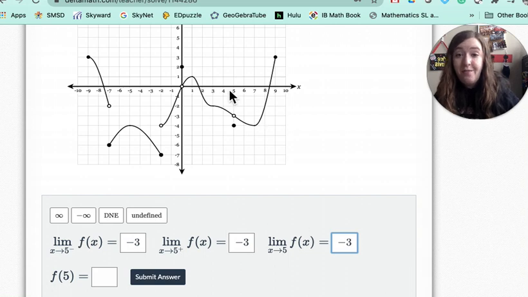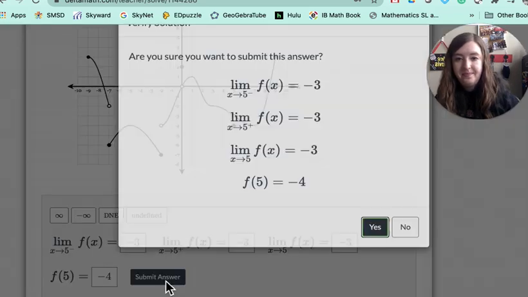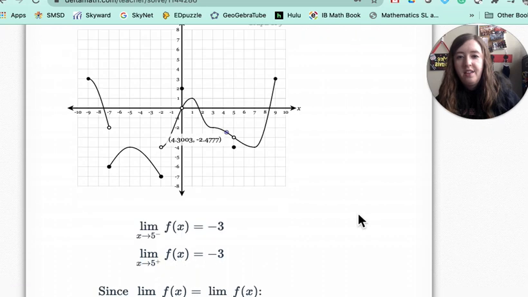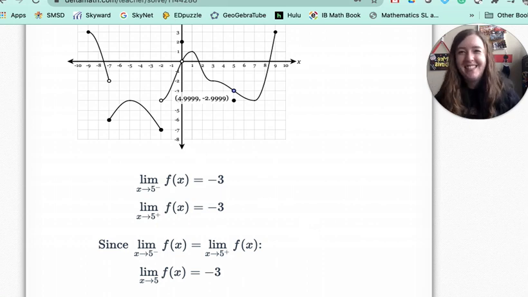But f of 5, we actually say if x is equal to 5, what's y equal to? -4. And then it will go through and explain. It even has a little animated graph. I thought that was super nifty, so it's on there for you.